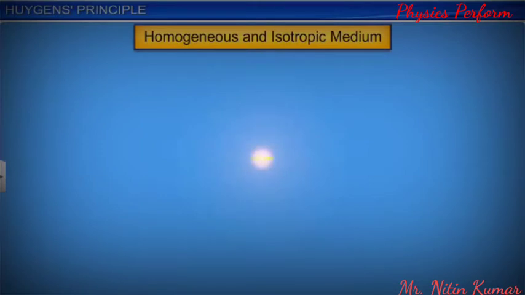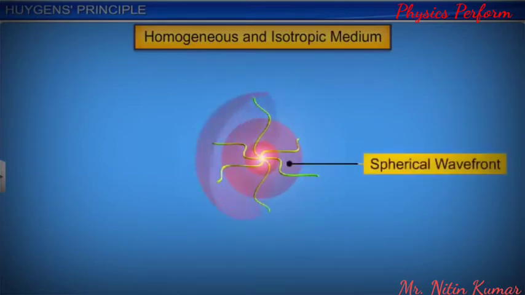The loci of all points, which have the same amplitude and vibrate in the same phase, form a sphere with its center at the source of light. Hence, a spherical wave front is generated when a point light source is placed in a homogeneous medium.